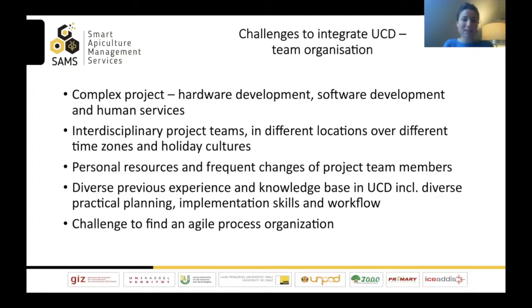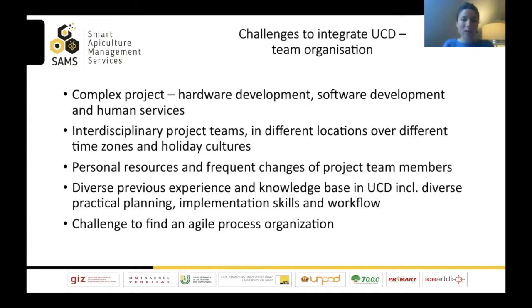Another challenge was the personal resources and the frequent changes of project team members. Nearly in each project team in each country, we faced changes of project team members.